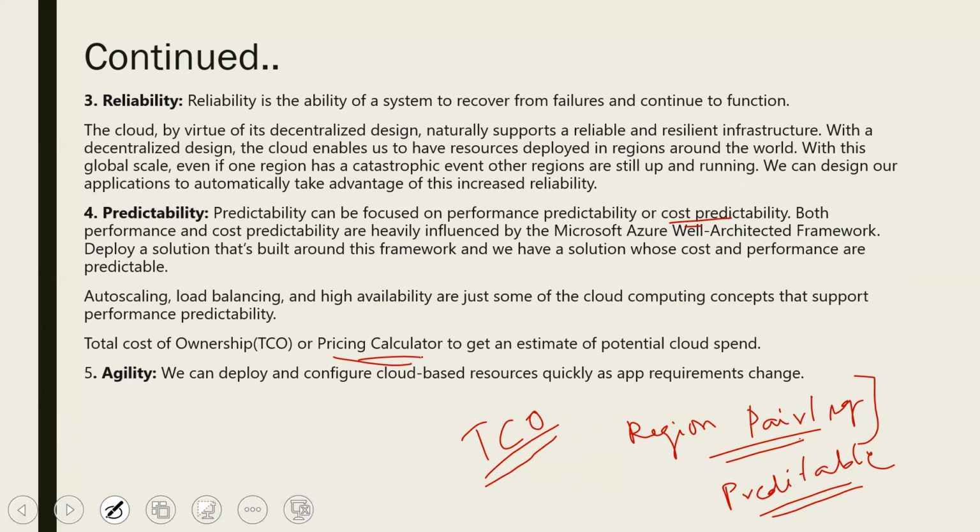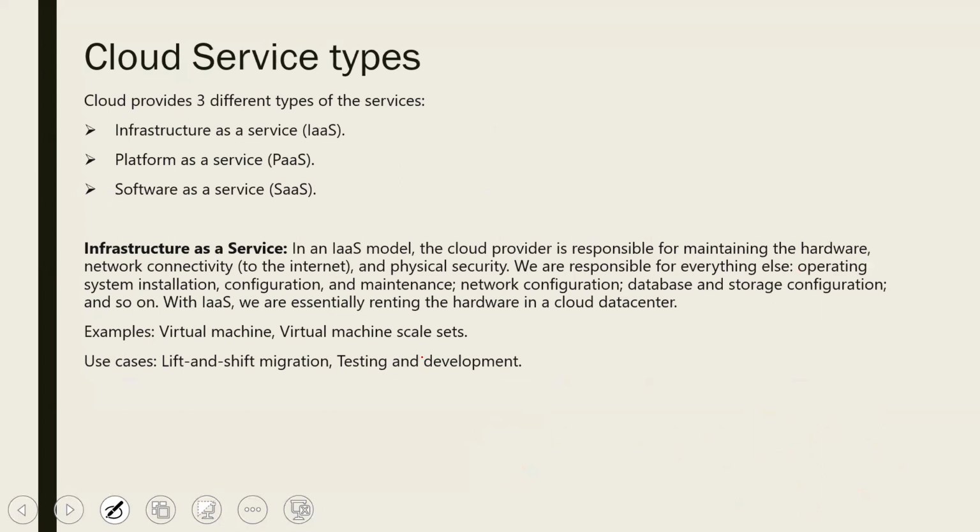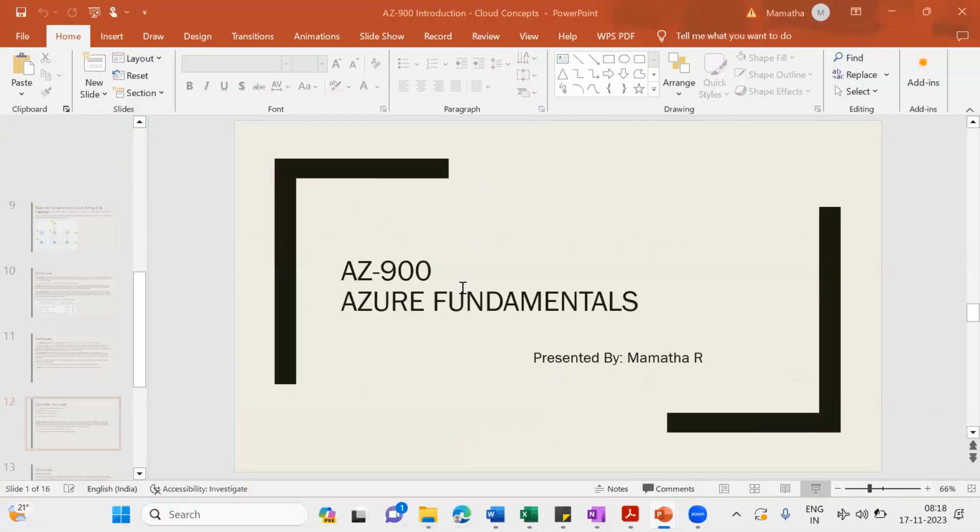Okay. Then agility, which means how easy it is to configure the resources with our own requirements. That is what defines the agility. Here we need not depend on any third party vendor. Whenever I want any resources, I can just go ahead and create them. Okay. Let me take you to the portal which we can use.